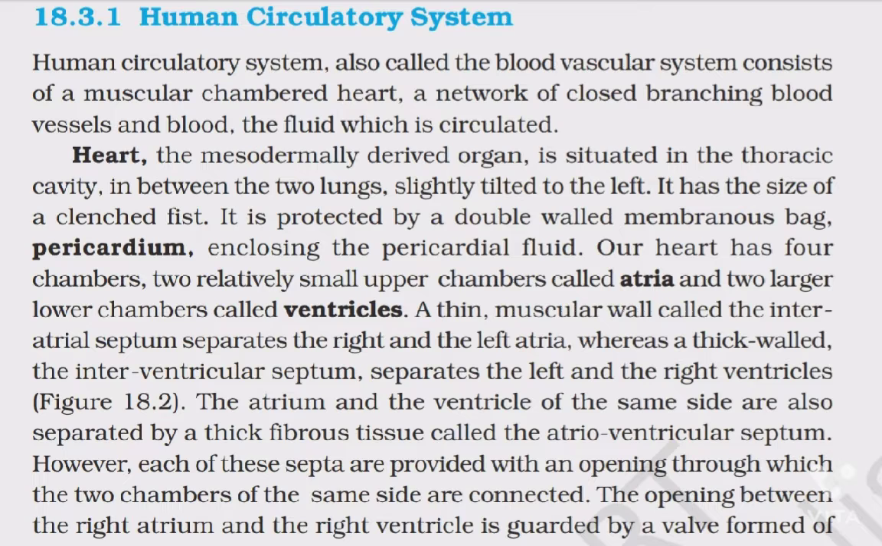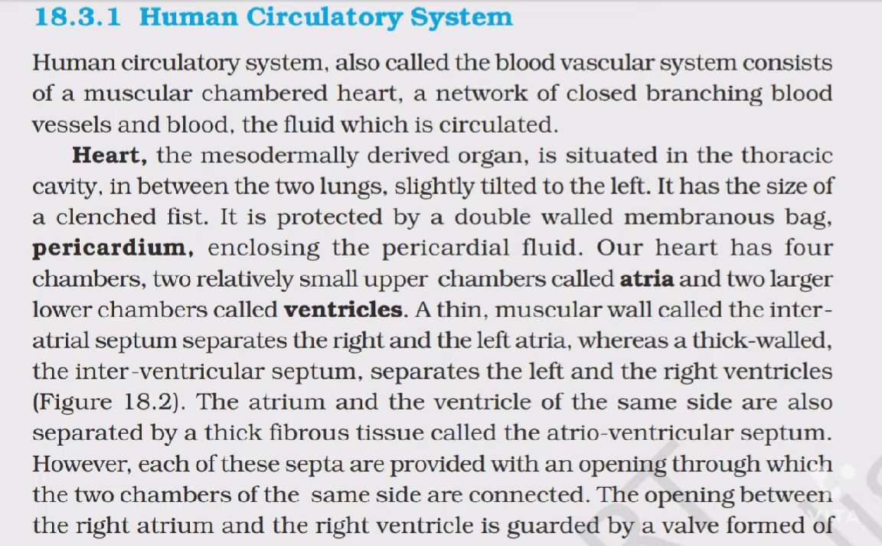18.3.1 Human circulatory system. The human circulatory system, also called the blood vascular system, consists of a muscular chambered heart, a network of closed branching blood vessels, and blood, the fluid which is circulated. Heart, the mesodermally derived organ, is situated in the thoracic cavity, in between the two lungs, slightly tilted to the left. It has the size of a clenched fist. It is protected by a double-walled membranous bag, pericardium, enclosing the pericardial fluid.